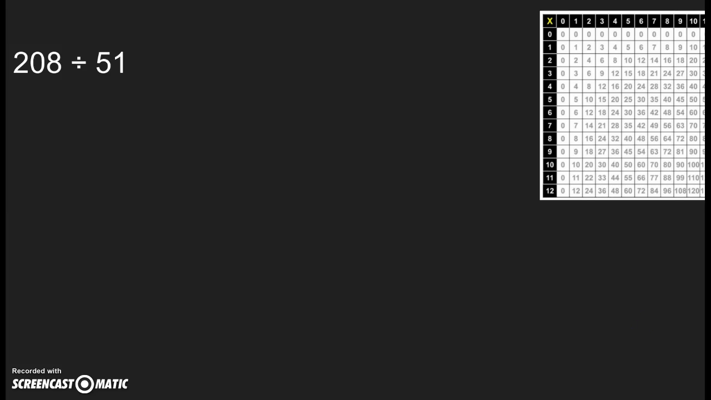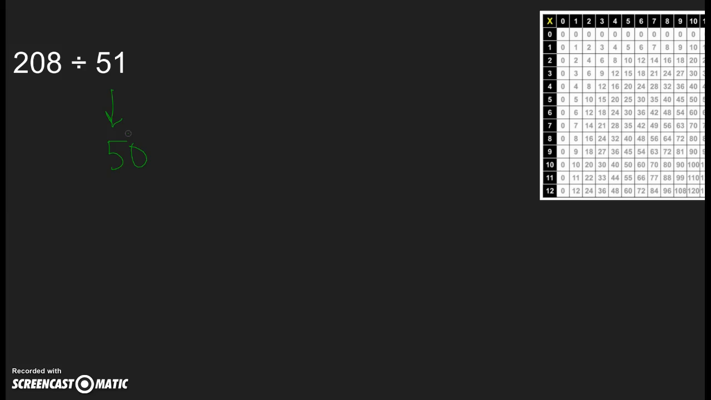Okay, so we have the problem 208 divided by 51. I definitely cannot do that in my head. However, if I take a look at compatible numbers and think about what I know about basic multiplication and division facts, it should be pretty easy to come up with an answer that's going to be fairly close to the real answer. Okay, so let's take a look at this. We have 208 divided by 51. Well, 51 is very close to 50.